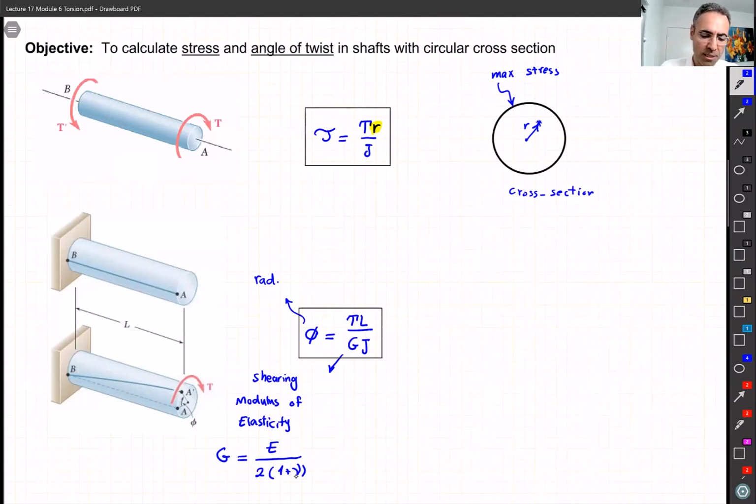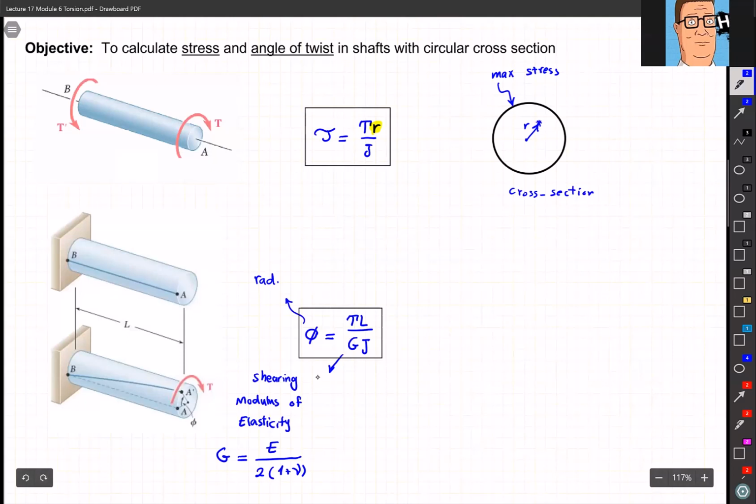So yeah, nu is the Poisson ratio, and Poisson ratio doesn't have a unit. That's why these G and E have the same unit. All right? Okay. Thank you very much.